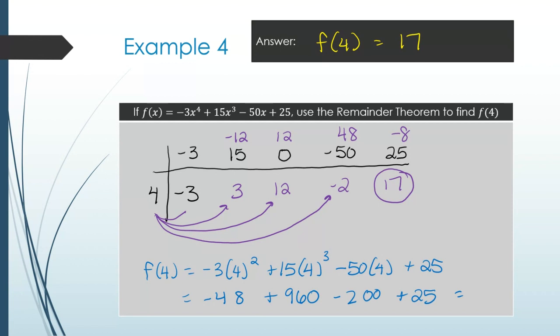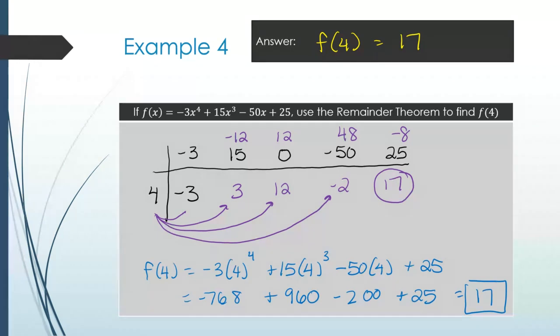Did I do my math wrong? I got 737. Oh, because I did 4 squared instead of 4 to the 4th. Okay, I know this is supposed to match. 4 to the 4th power is much bigger. 256 times -3. Okay, -768. Now, let's add these. Okay, this comes out to 17 like it's supposed to.